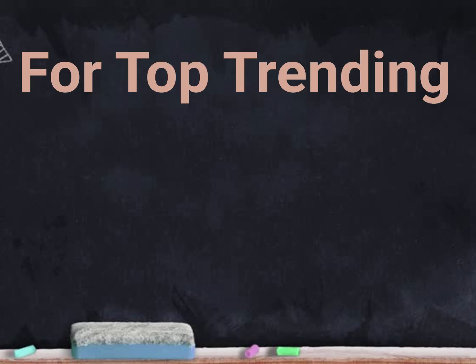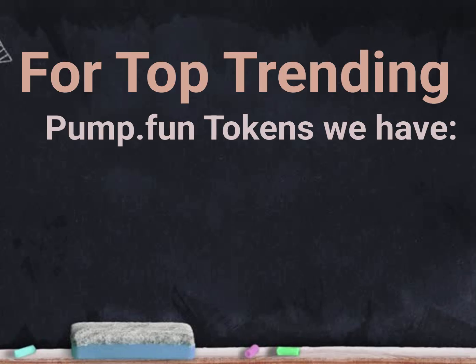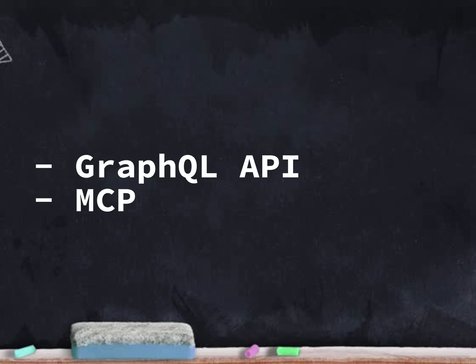With Bitquery, there are two ways to get the recently trending Pump.fun tokens, the API and the MCP. They query the same on-chain database, but they're built for very different people and very different use cases. Let me show you both.